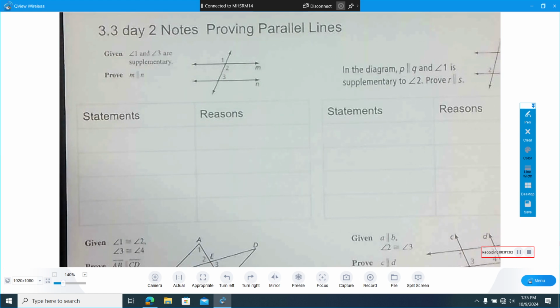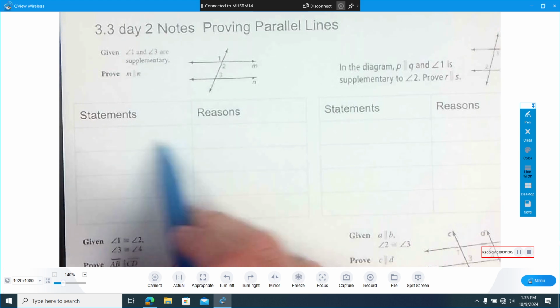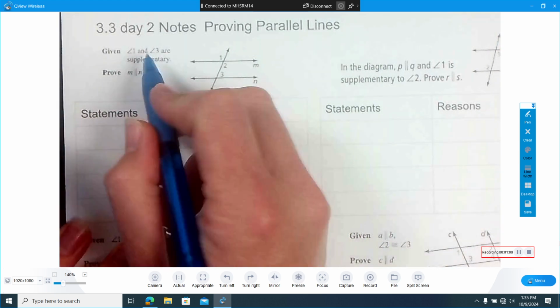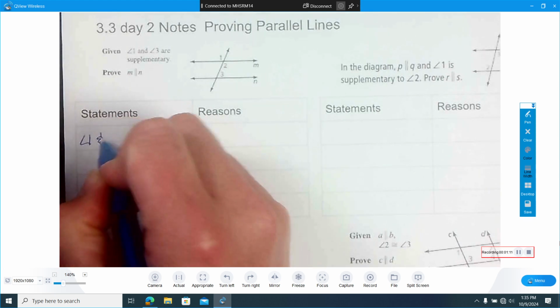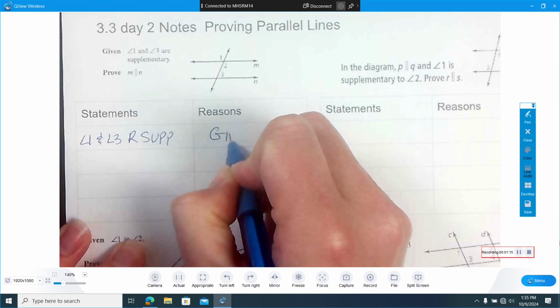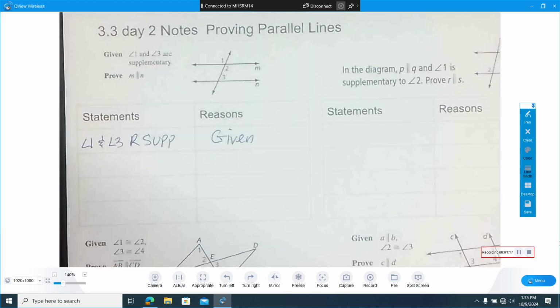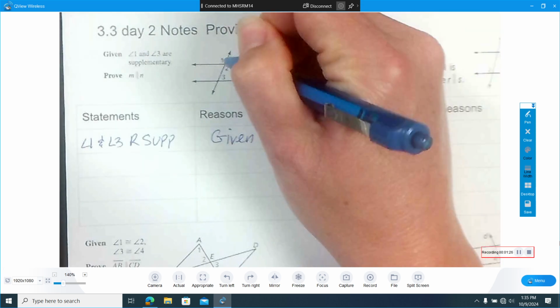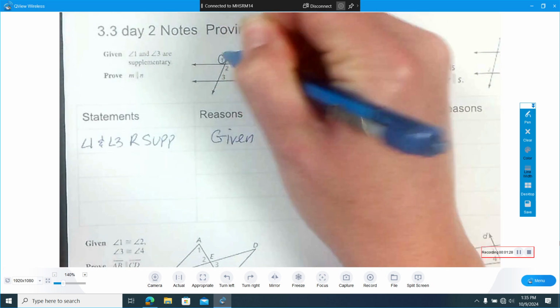So first one here, when we're doing proofs, what always goes in the first box? The given, very good. So we're going to write down angle 1 and angle 3 are supplementary, and we can totally abbreviate. You must be filling this out, please, as we go. Okay, angle 1 and angle 3 are supplementary. I'm going to mark something on my picture.